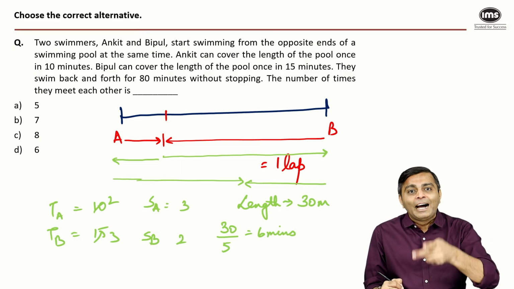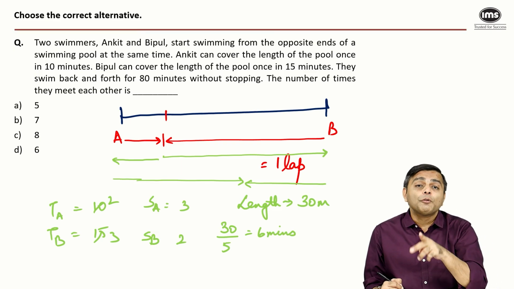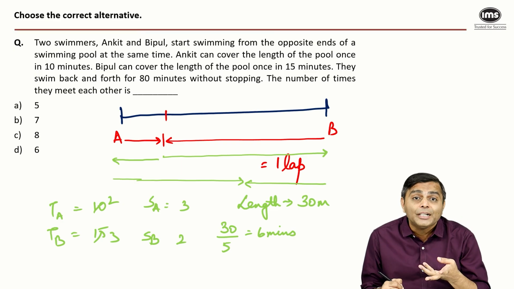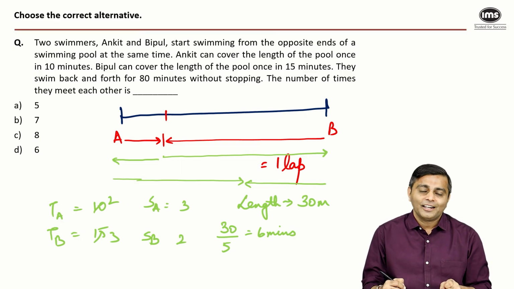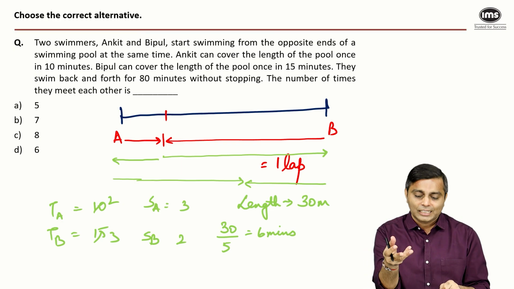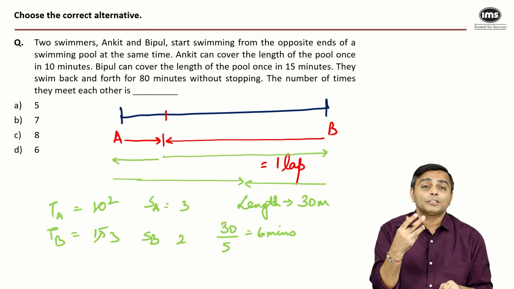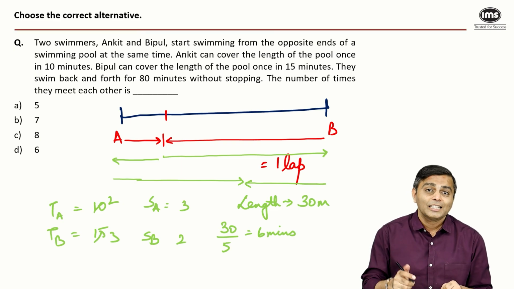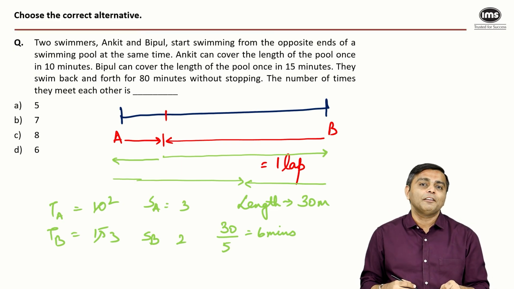Very important. From now on, every time they have to swim what? They have to swim 60 meters and not 30 meters. Correct? So, if 30 meters they are meeting after 6 minutes, in 60 meters they will meet after 12 minutes. So now every 12th minute they will keep meeting.